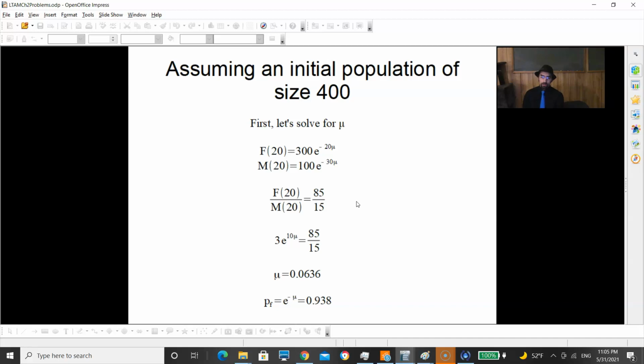f(20) over m(20) equals 85 over 15 because of the 85 to 15% ratio that they gave us at first. Crunching the numbers, just dividing one by the other, we get 3e to the 10 mu equals 85 over 15. Doing the algebra to solve for mu, we get mu equals 0.0636. And survival probability for a female, p sub f, is going to be e to the negative mu. So we get 0.938.